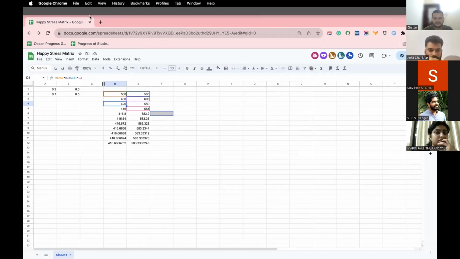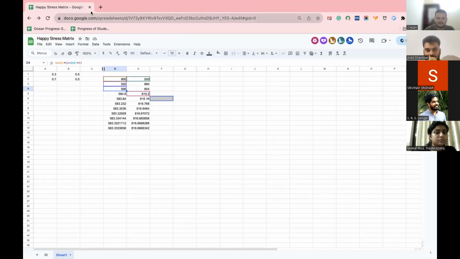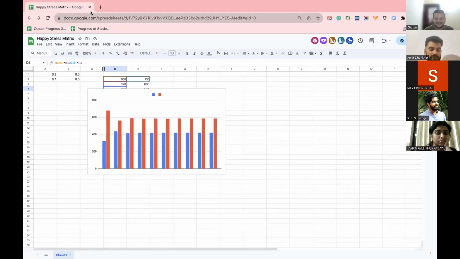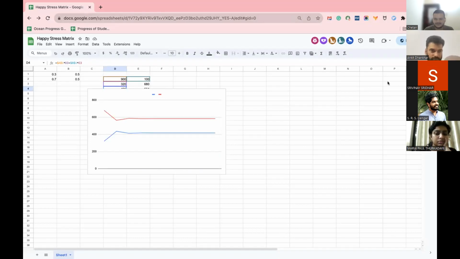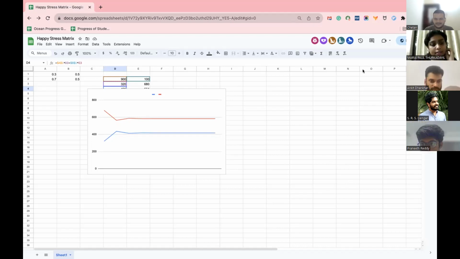See, it doesn't change. The final value doesn't change. It still is 416 and 583. That is like a balance point between both the things. When the starting state is given, it depends on the ratio to its probability.